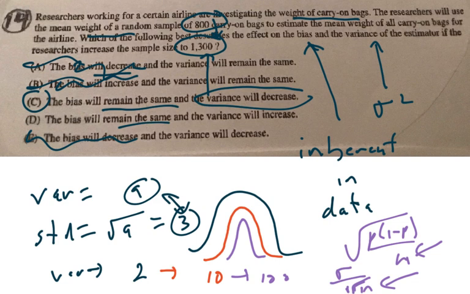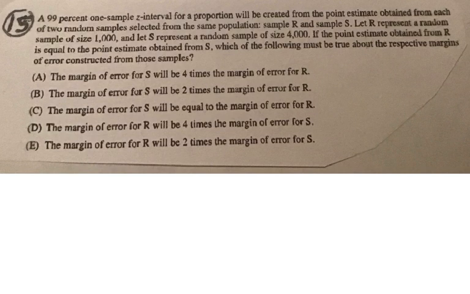All right, one more and we'll end part 1 of this video. 15. We're trying to do a 99% one sample Z interval. And the key thing is we have a sample size of 1,000. They're saying, well, what happens if we increase it to 4,000? Notice that 4,000 is 4 times 1,000, right? So, let's say it's a means. Is it actually a means or a proportion? Okay, let's assume that it's a means.